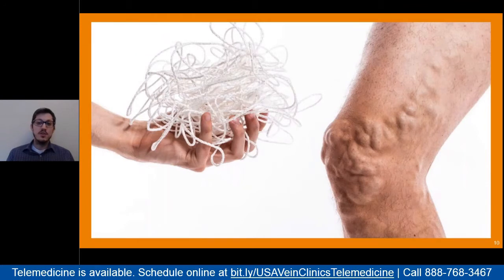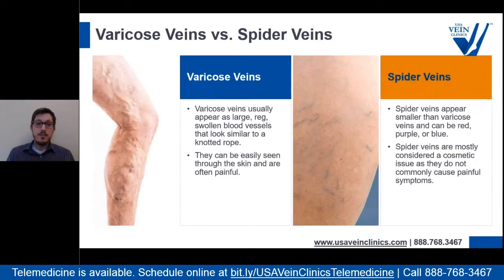They're generally referred to as kind of like a bag of ropes or something like that, as these veins get bigger and bigger and they're twisting around. That's kind of what we see when these veins get really, really bad. And we do see a lot of them.